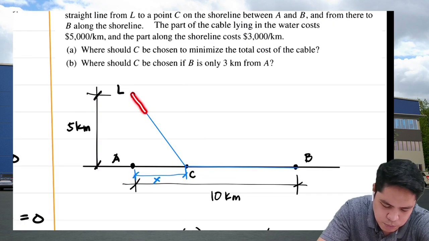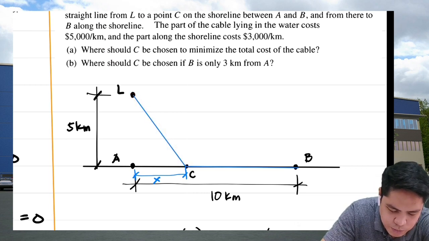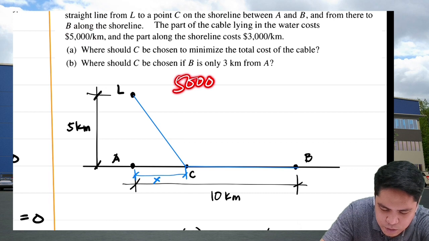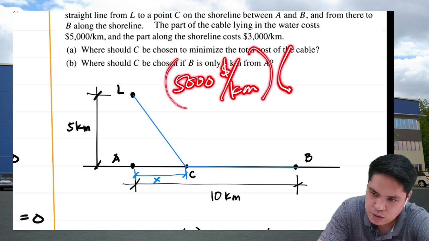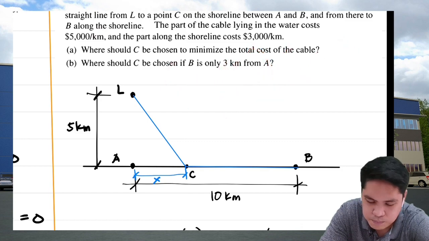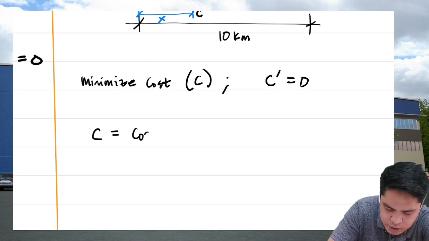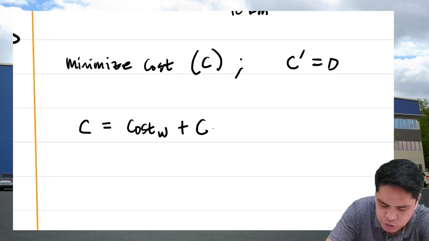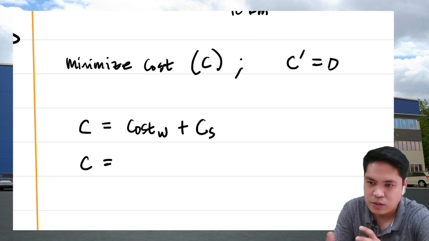Of course, that would be the price times the length. Diba? Kasi if the length is only 1 kilometer, so the price of that is just 5,000 kung nasa dagat. Diba? That would be $5,000 per kilometer. Multiply that by kung ilan yung distance, let's say 1 kilometer. So that would be the cost. Diba? 5,000. So in this case, the cost would be the sum of the cost at sea. Ganito na lang. The cost through the water plus the cost through the shore. And by price naman siya. So cost is just price times the quantity.